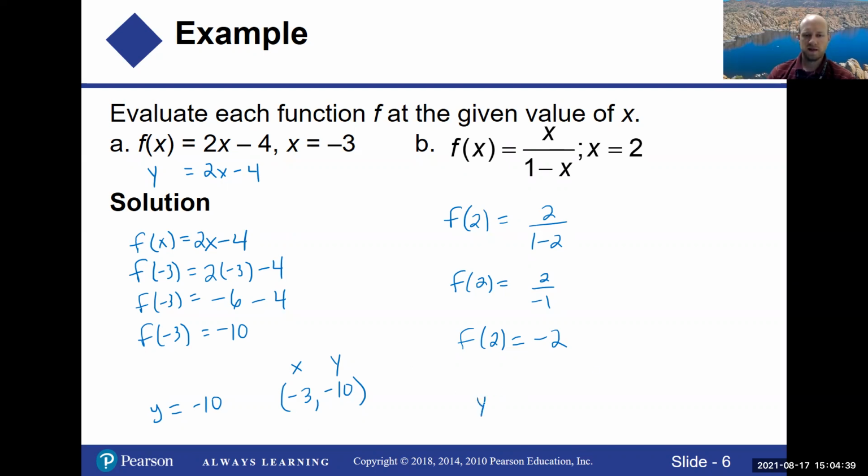And then same thing for this one. Basically, it's y equals -2 here. So then we have an x point of 2 and a y point of -2 for this. So if I graph this line, f of x or y equals x over 1 minus x, one of the points on that line would be 2, -2. Okay.